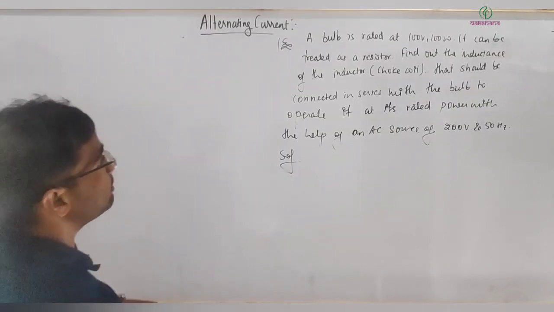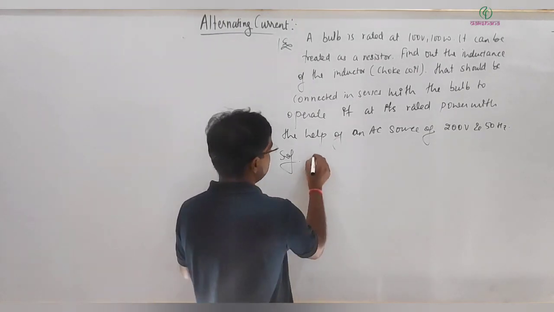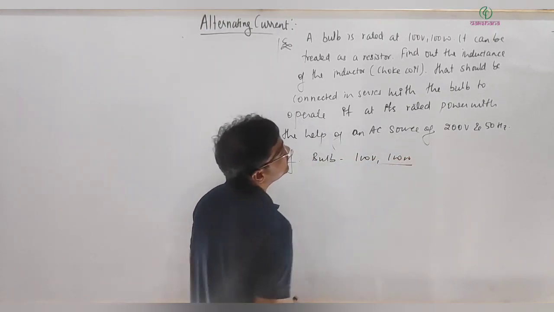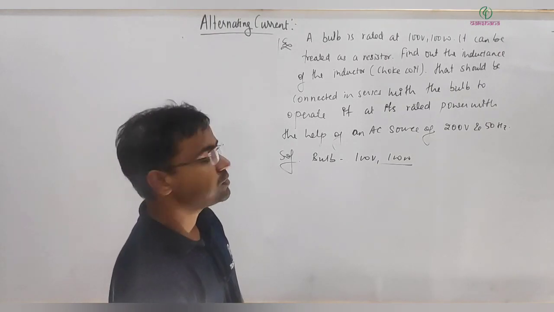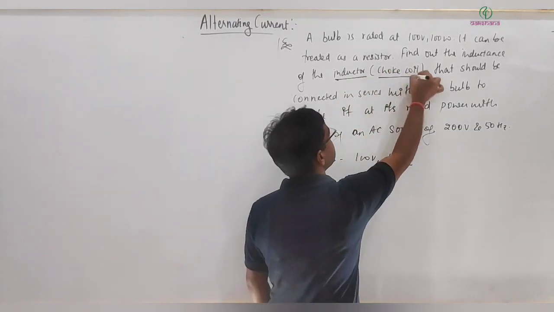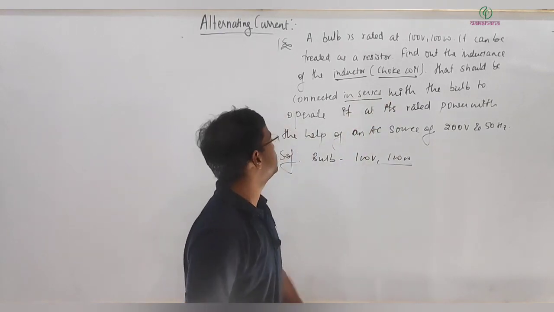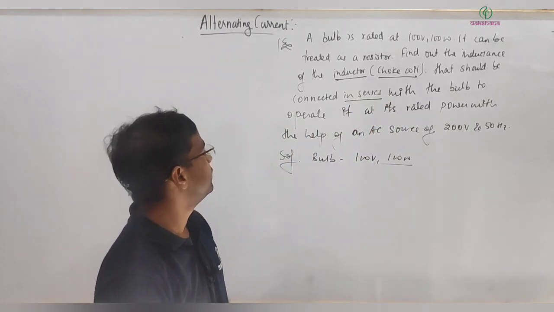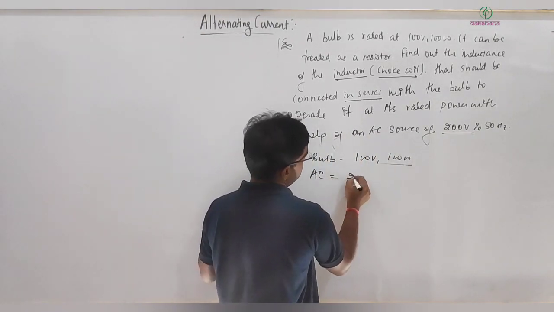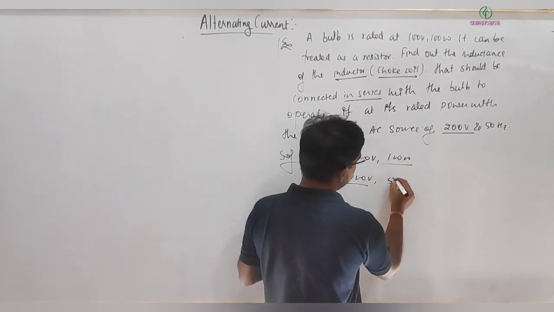Okay, so let's read the problem. A bulb is rated at 100 volt, 100 watt. It can be treated as a resistor, so it has some resistance. Find the inductance of the inductor, given as a choke coil, that should be connected in series with the bulb to operate it at its rated power with the help of an AC source of 200 volt RMS value and 50 hertz.